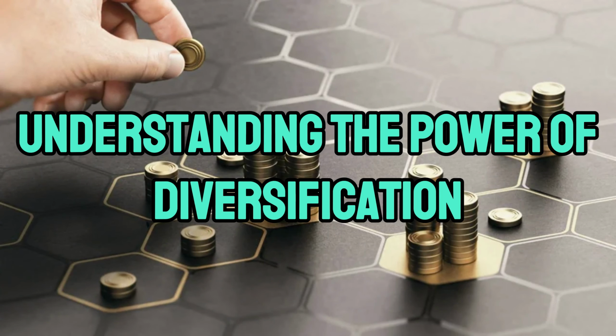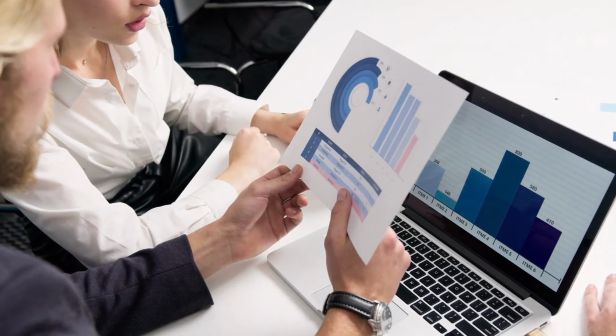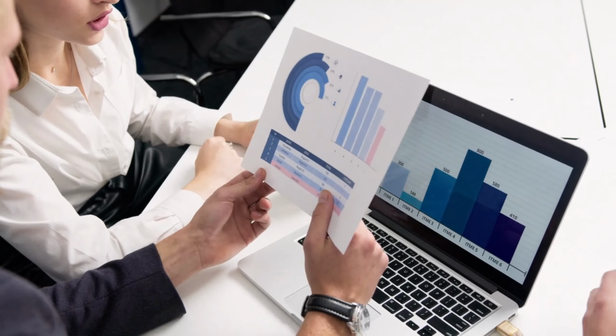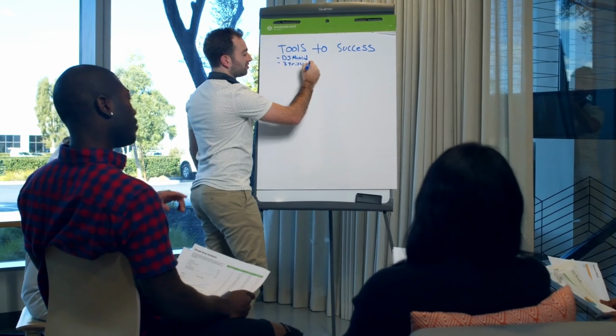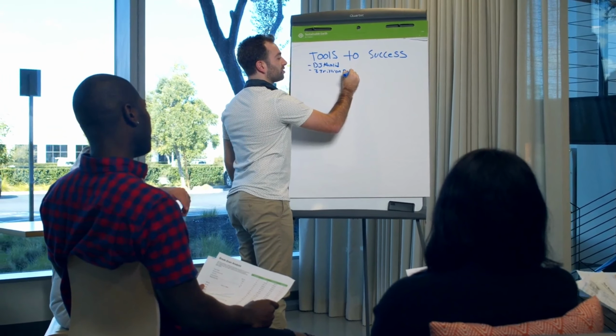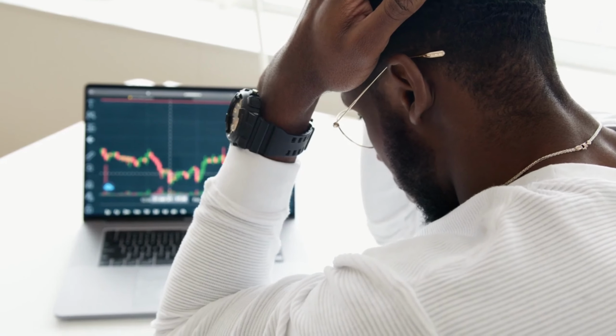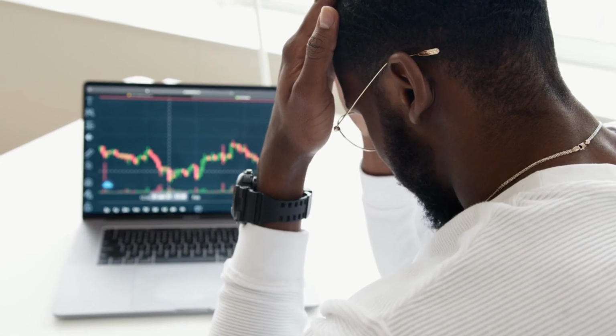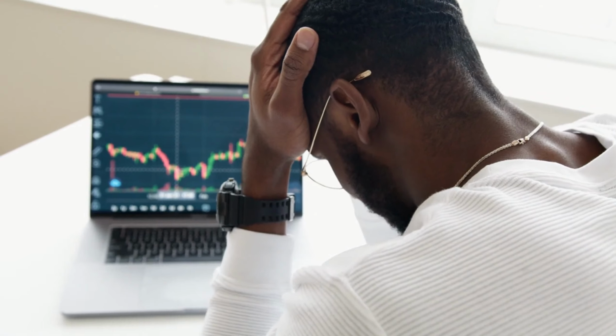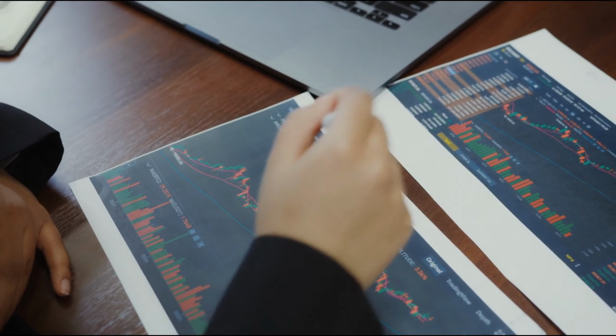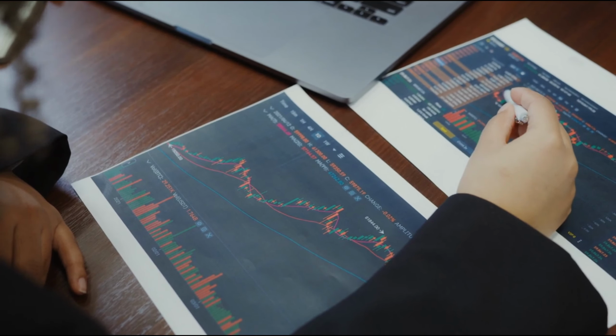Understanding the power of diversification. Let's kick things off by understanding the power behind diversification. Simply put, it's the act of spreading your investments across different asset classes. Why? Well, it's like the age-old saying, don't put all your eggs in one basket. Diversification mitigates risk by ensuring that a poor-performing investment doesn't sink your entire portfolio. It's your shield against the unpredictable nature of the financial markets.